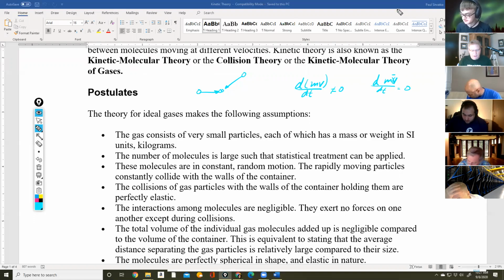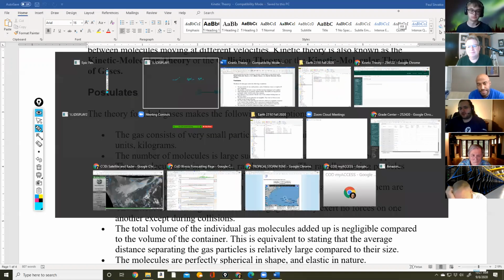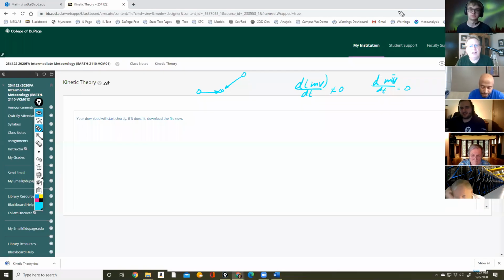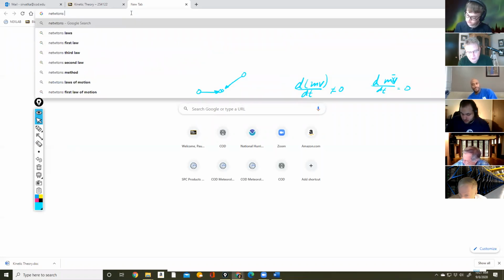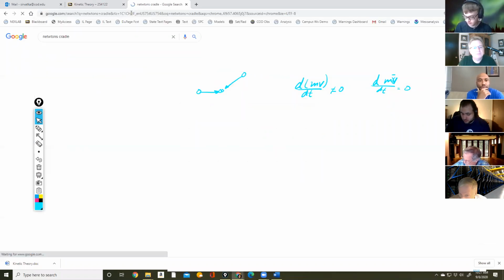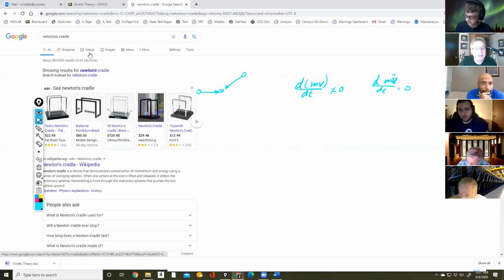So the thing that we look at is, what is it called? What are those little things, those balls that hit and move? Pendulum? No. Newton's balls or something like that? Newton's cradle, I think that's it. I've never looked at this, but since I'm here on a computer, Newton's cradle, and we'll look at some videos of that.